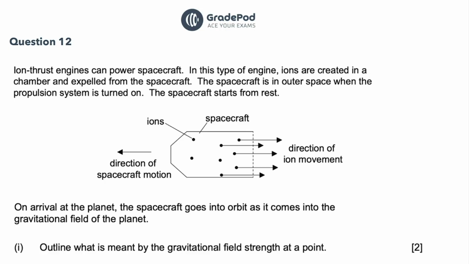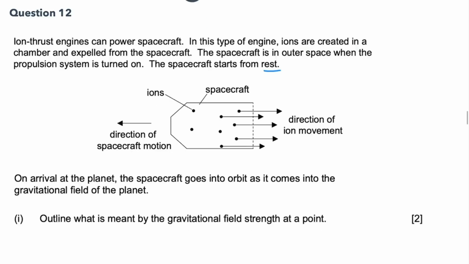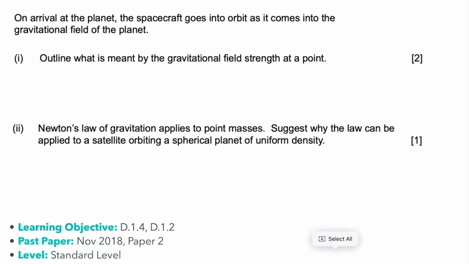Question 12. Ion thrust engines can power spacecraft. In this type of engine, ions are created in a chamber and expelled from the spacecraft. The spacecraft is in outer space when the propulsion system is turned on. The spacecraft starts from rest. On arrival at the planet, the spacecraft goes into orbit as it comes into the gravitational field of the planet. Outline what is meant by the gravitational field strength at a point.